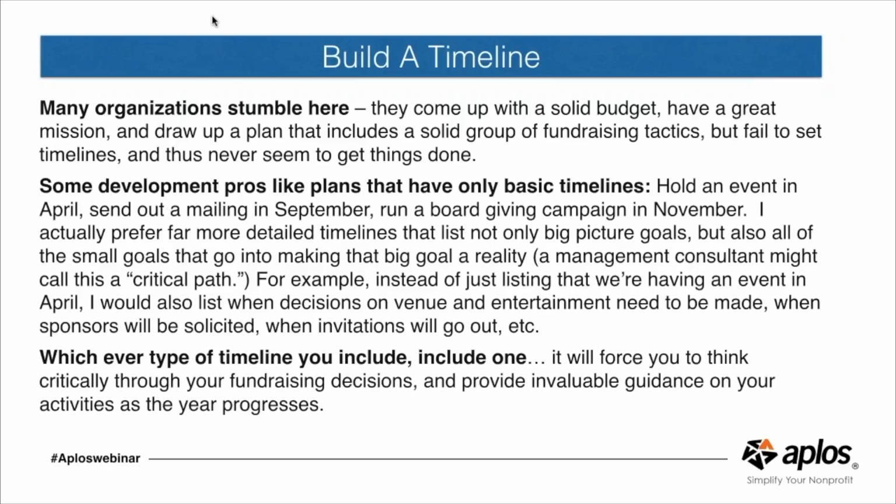So instead of just listing that we're having an event in April, I want to see when decisions on the venue and entertainment need to be made. Little check boxes for your staff and volunteers to participate in, when sponsors will be solicited. If you're going to do an event in the spring of 17, you'll want to be talking to potential sponsors in the fall of 2016. The reason is that a lot of corporations make their funding decisions early in the year. So it's those kinds of things, and when your invitations are going to go out.